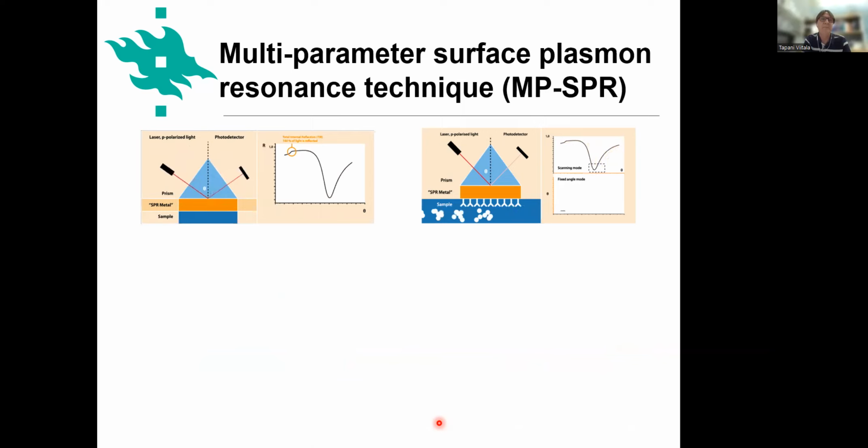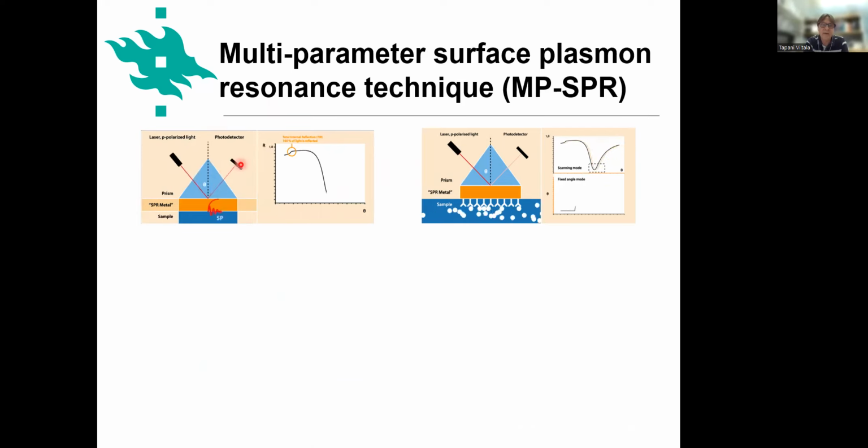The technique I'm using is called multiparametric surface plasmon resonance. Many people who have been using surface plasmon resonance, for example a Biacore instrument, think, okay, but this is an old technique. But the advantage of the technique I'm using is that it scans the whole SPR spectrum. That's what we are seeing in the upper left corner here.